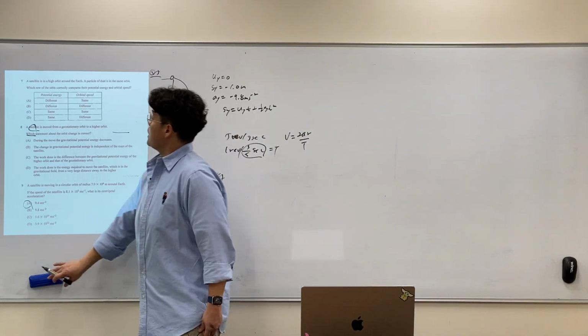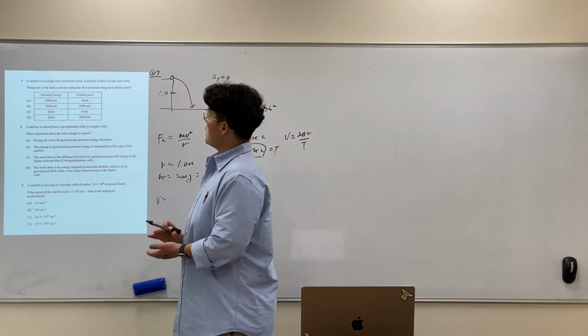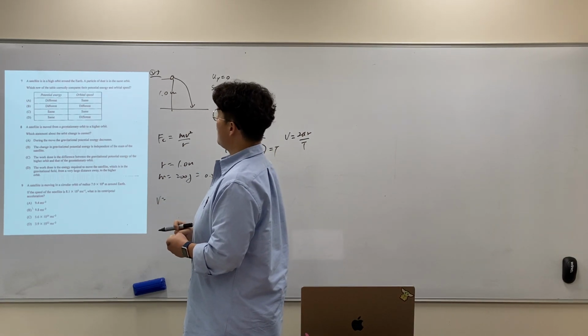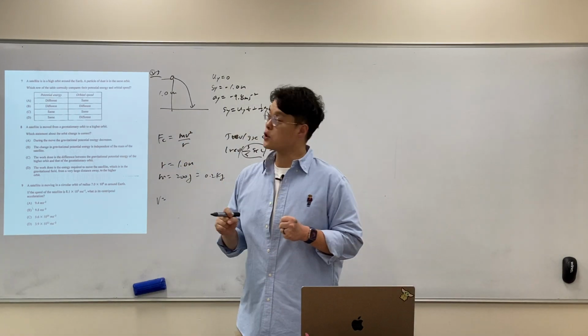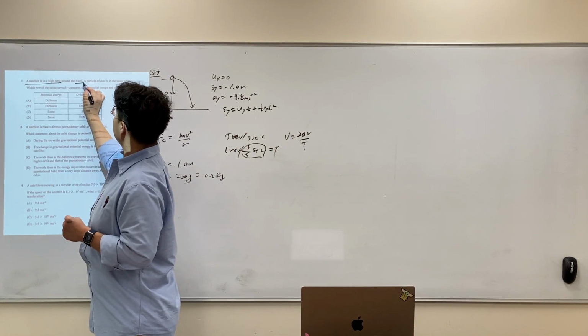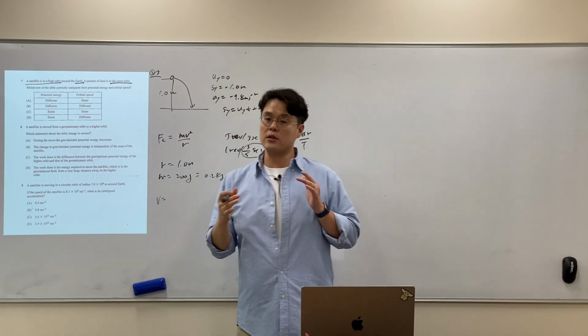A satellite is in a high orbit around the Earth, and a particle of dust is in the same orbit. Which row of the table correctly compares the potential energy and orbital speed? Okay, think about the satellite in the high orbit around the Earth and a particle of dust in the same orbit.